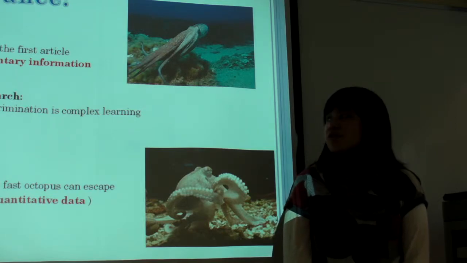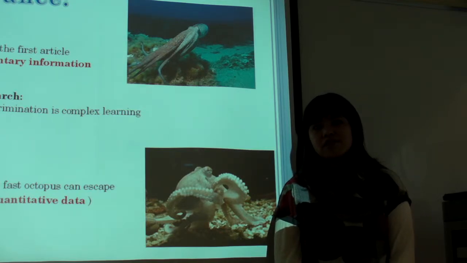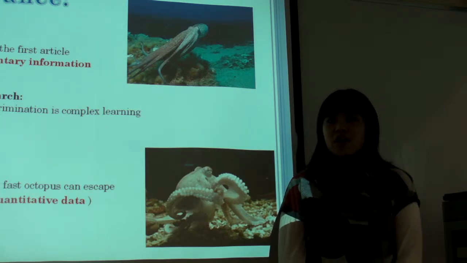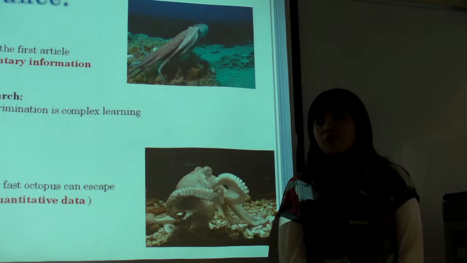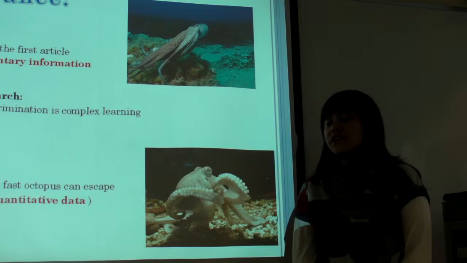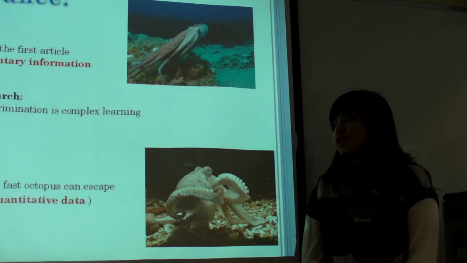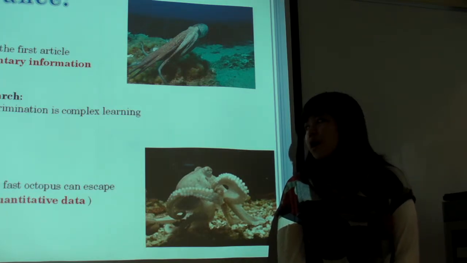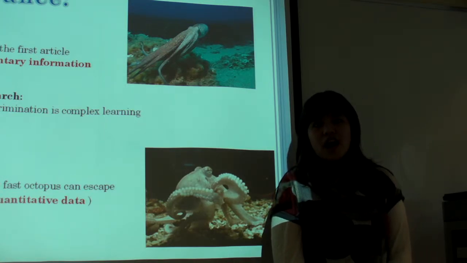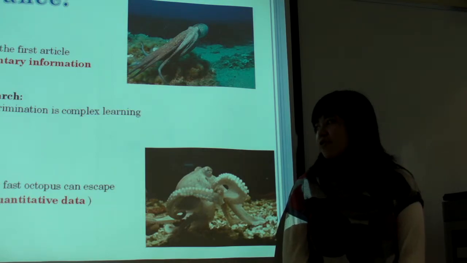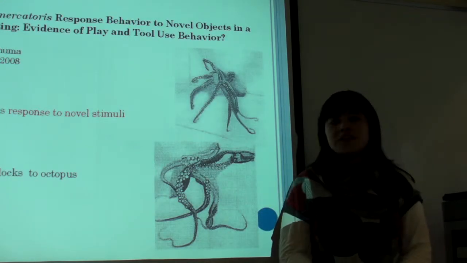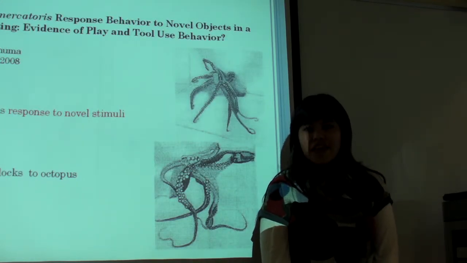In fact, conditional discrimination is considered a complex form of learning because it involves recognizing the cues, analyzing the cues, and remembering the cues so that they can conditionally discriminate. However, there is a limitation of this article because it is restricted to quantitative data, telling me how fast the octopus can escape from the maze instead of how they escape from the maze, which would give me qualitative data. And the next behavior that I searched for is tool use and play behavior.